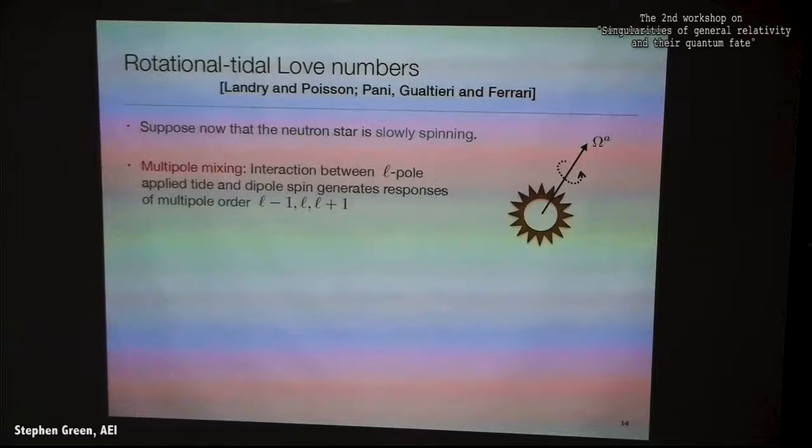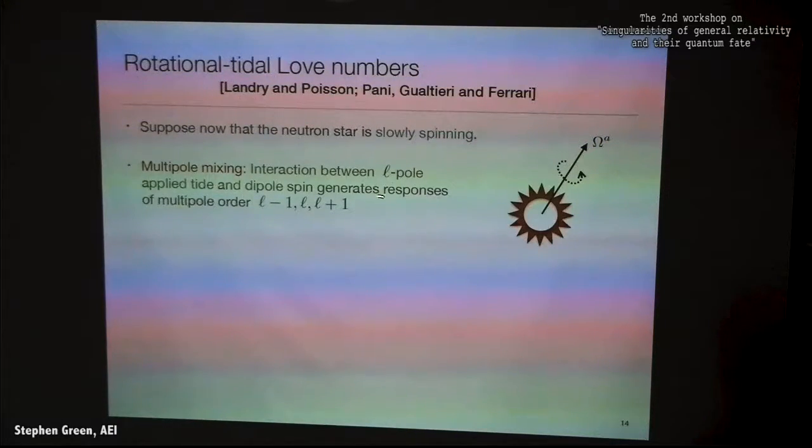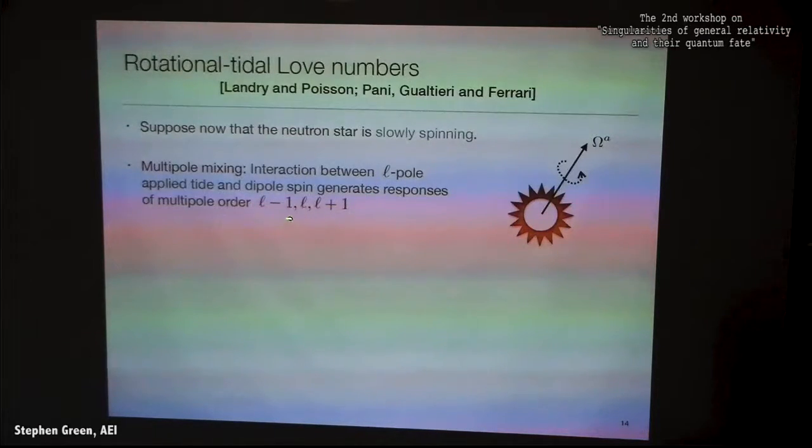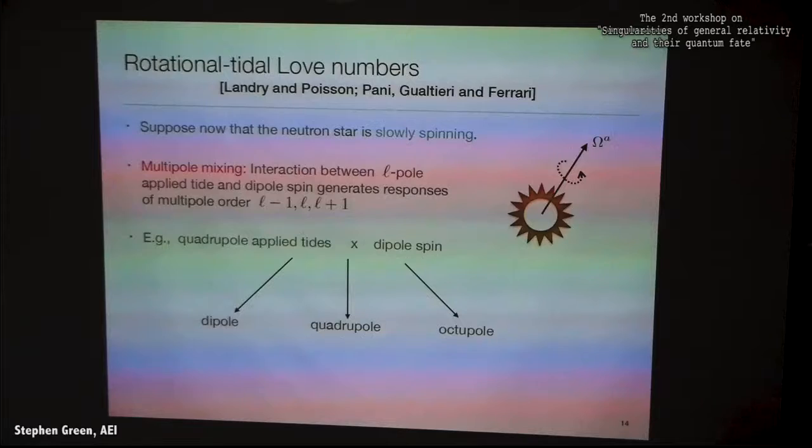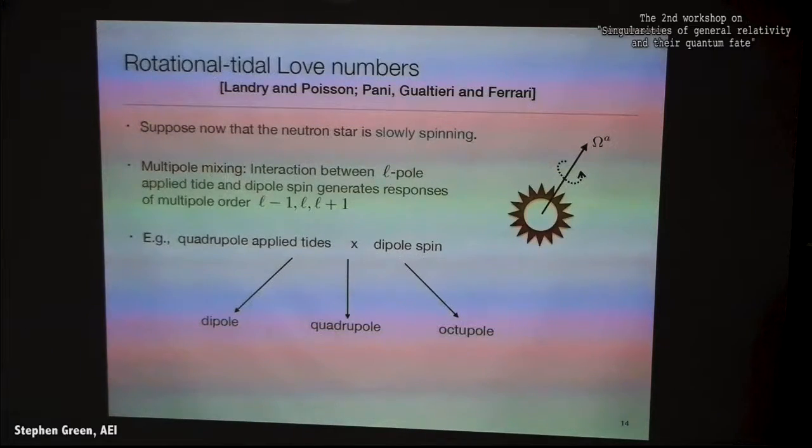But now what do you do with the spinning star? We take that star and we allow it to spin slowly with angular velocity omega. This is going to give rise to multipole mixing. If you have an interaction between an L-pole applied tide and a dipole spin, that's going to generate responses of multipole order L minus 1, L, and L plus 1. So for example, if you have a quadrupolar applied tide, like we're used to considering, and a dipole spin, that generates a dipole, a quadrupole, and an octupole response.